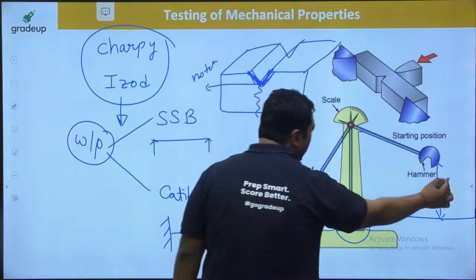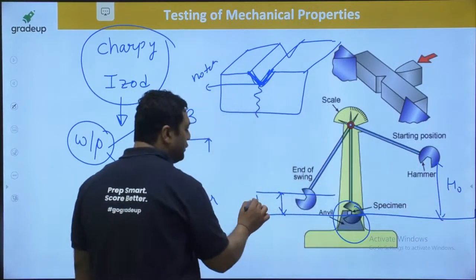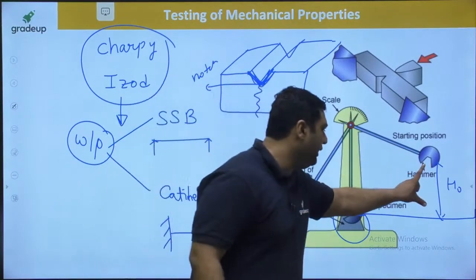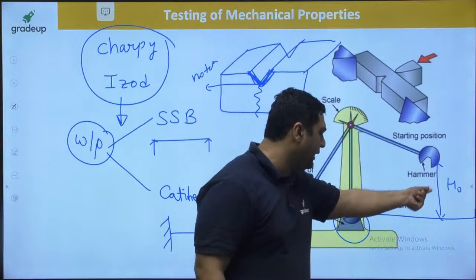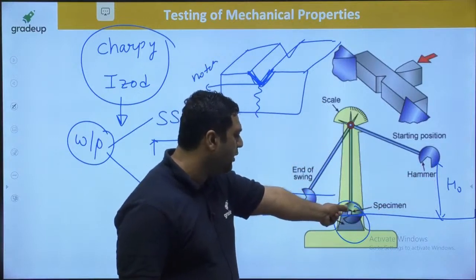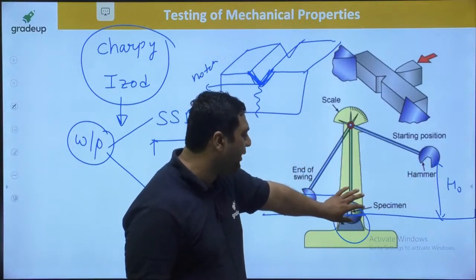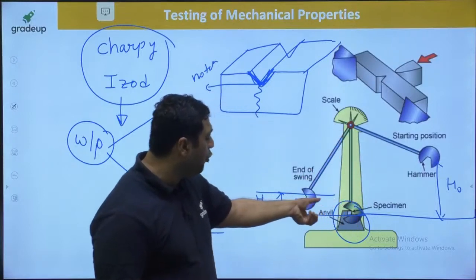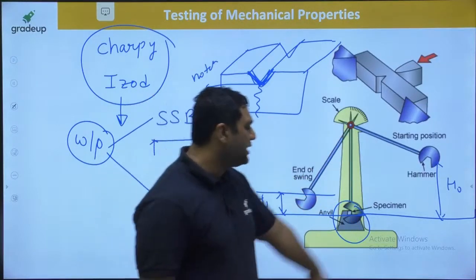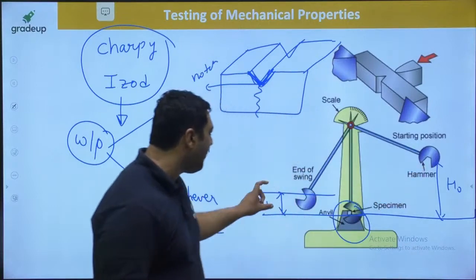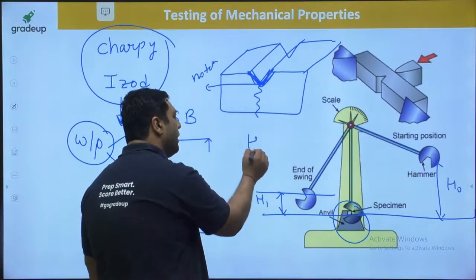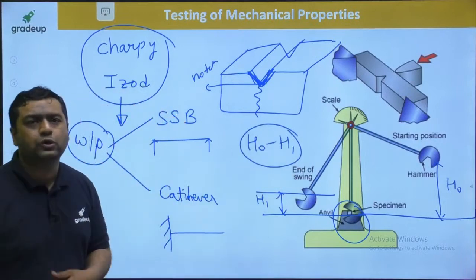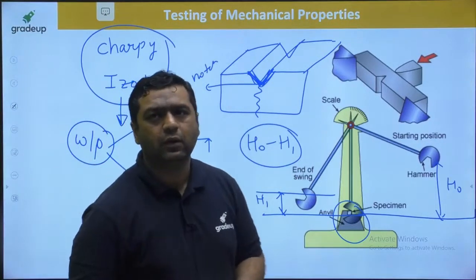Obviously, if this height is H0, this height is H1. So H1 will be less than H0, because the energy it had is converted into kinetic energy here. But some energy has been spent in breaking the workpiece, so it will not reach the same height. So H0 is the initial height, H1 is the final height. So H0 minus H1 is the loss of height, and that will indicate the loss of energy.